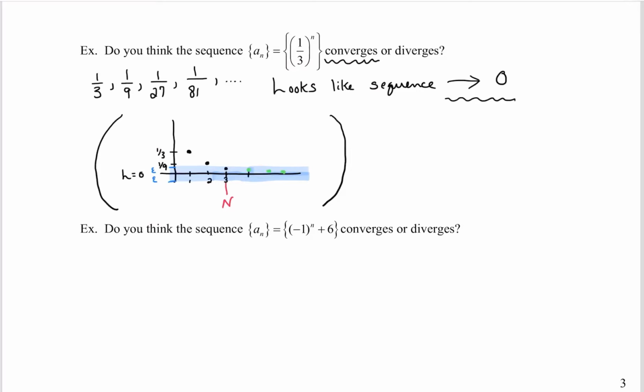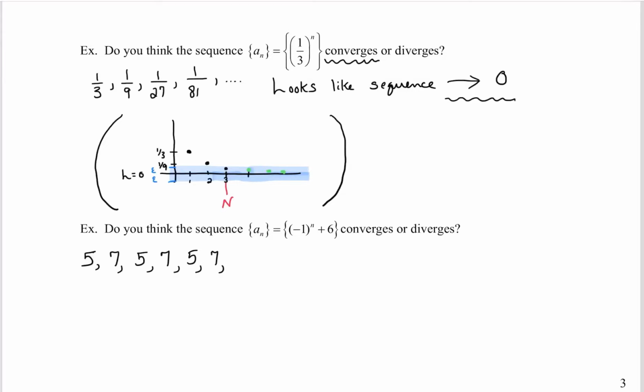So if I start by subbing in 1, I have this alternating thing, right? So -1 to the first is -1. 6 minus 1 is going to be 5. And if I sub in 2, negative 1 squared is 1, and then 6 plus 1 is going to be 7. And then it's just going to continue to alternate in that way. So 5, 7, 5, 7, and so on.